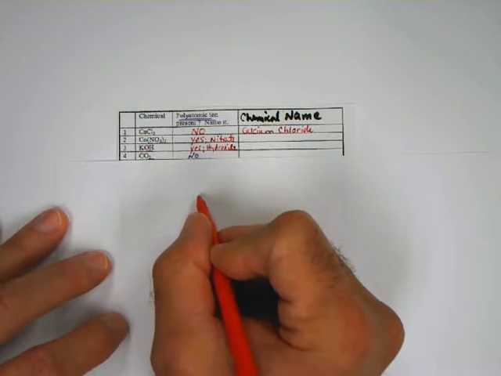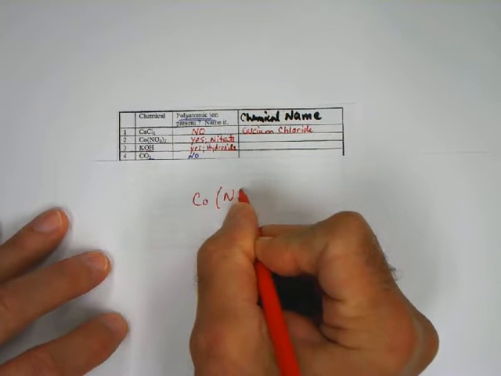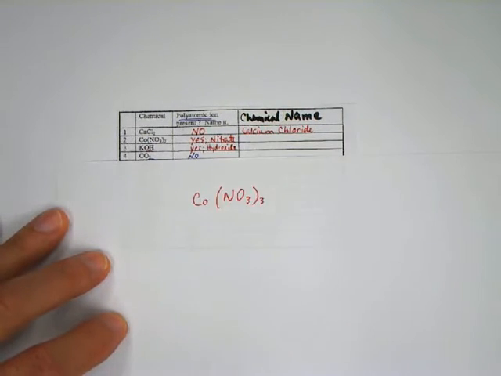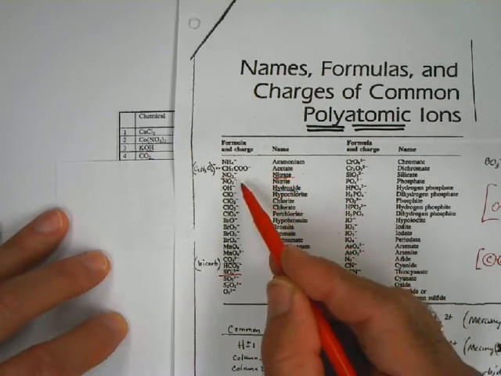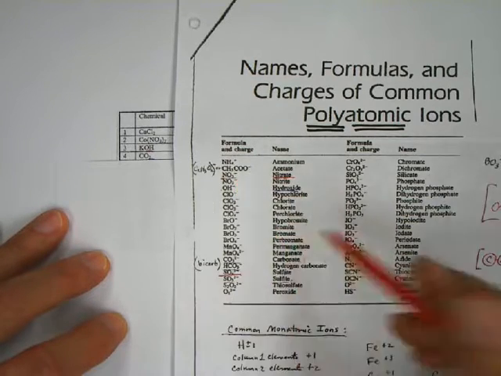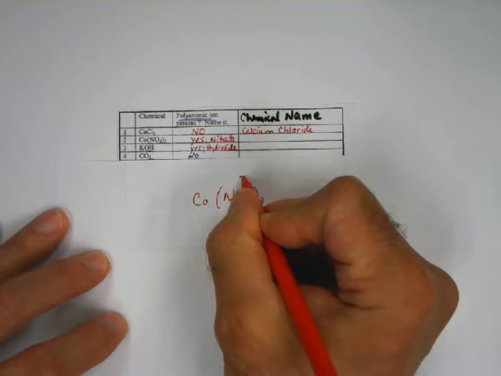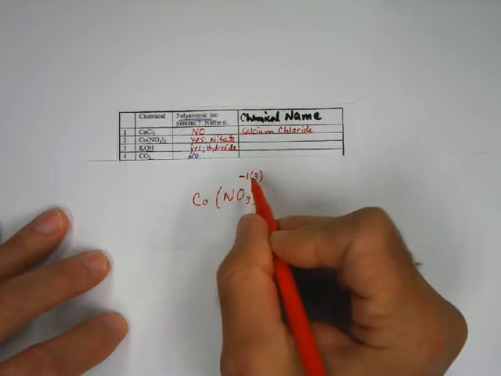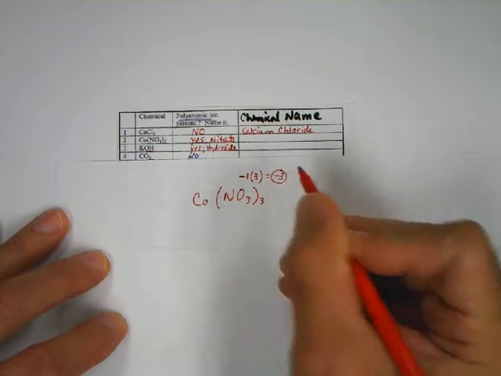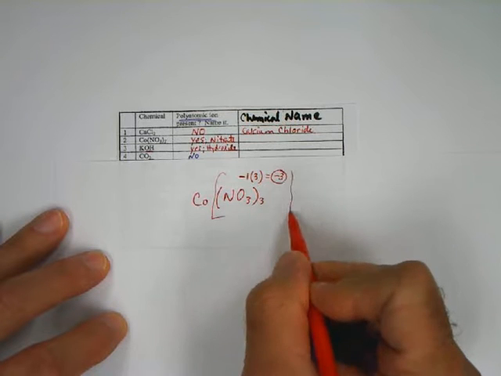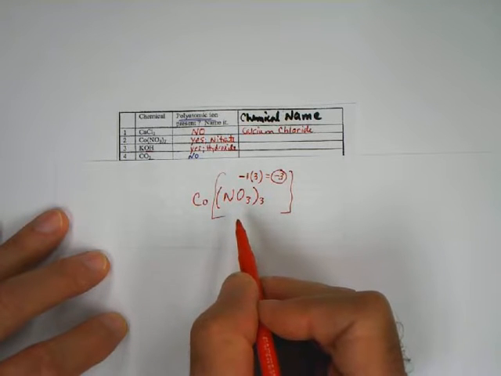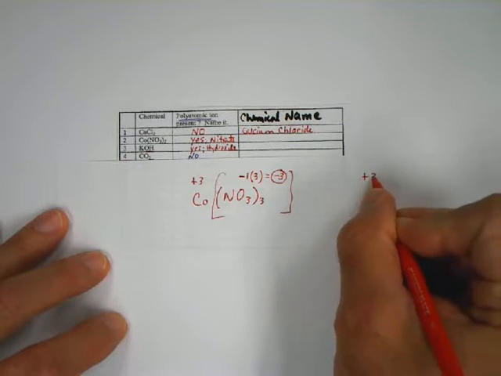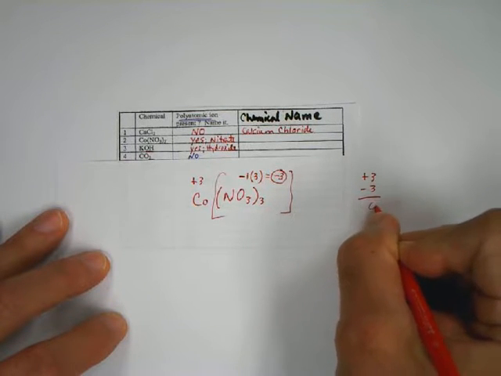Co(NO3)3. We also need to look at the charge of the polyatomic ion, the nitrate. So we'll look at the nitrate, and we see here that that has a charge of -1. Now there are 3 of those, so -1 times 3 equals -3 total for this part. So that must mean that the cobalt, in order for this to be a neutral compound, must have a +3 charge. So +3 added to a -3 equals 0, which is neutral. Okay, so cobalt has a +3 charge.